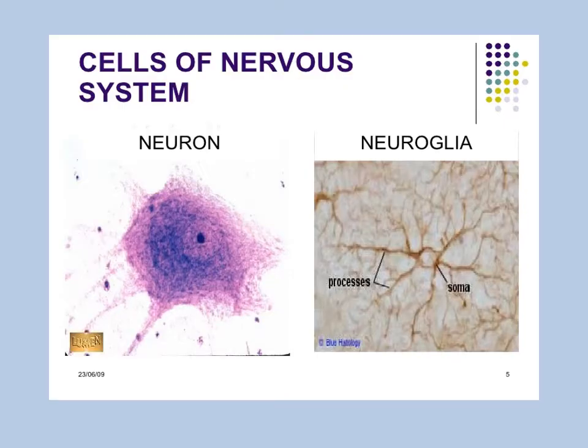The nervous tissue is composed of neurons and neuroglia cells. The neurons are the structural and functional unit of the nervous system, whereas the neuroglial tissue is the supporting tissue of the nervous system, like the connective tissue elsewhere in the body.